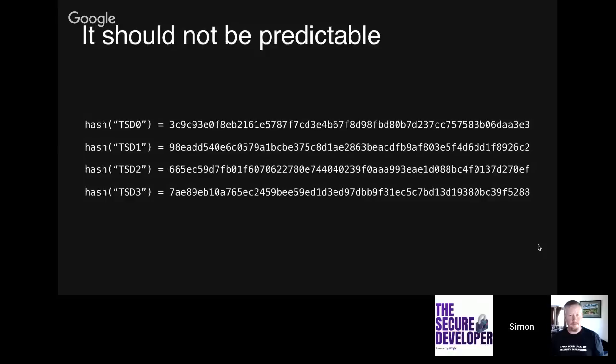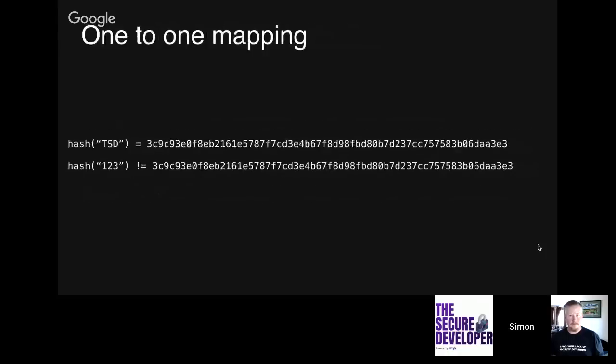It shouldn't also be predictable. And what I mean by this is, here we have 4 hashes, TSD 0, 1, 2, and 3. They are completely different, even though the difference in the actual password which we're pushing in here is just altering that 4th character. They're not virtually the same with just the last few characters changed. They're completely non-predictable. And then the other thing is, obviously, we need a one-to-one mapping. So if we have a first hash, which gives us a hashed value back, we can't hash another password and get to that same hash.